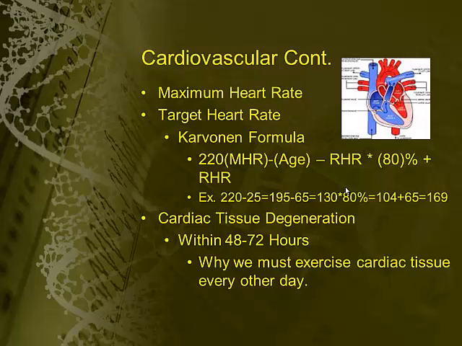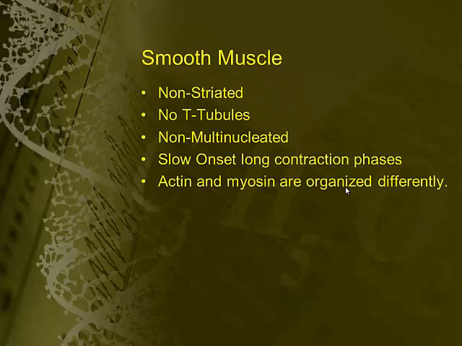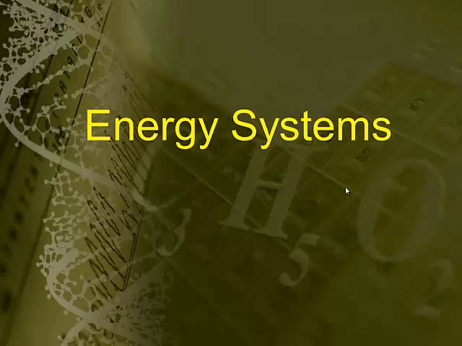Now, if you've done it for 6 months, you're not just going to reverse that overnight, but within 48 to 72 hours, you're going to start to fall off the chart and fall back to the very basic level that we need. And then smooth muscle, we're really not going to go into. It's just slow, and it's doing all our digestion and stuff like that.